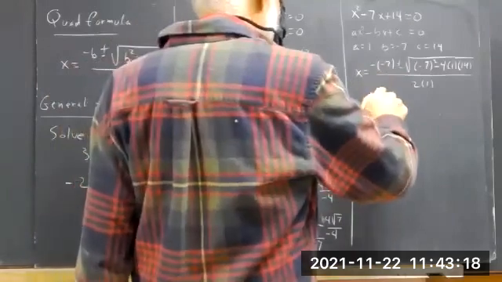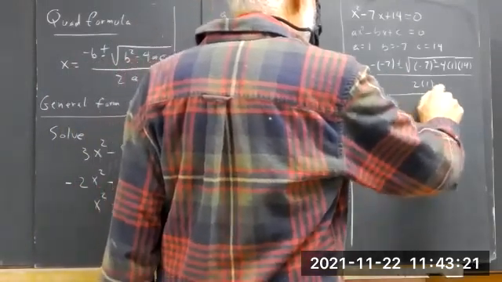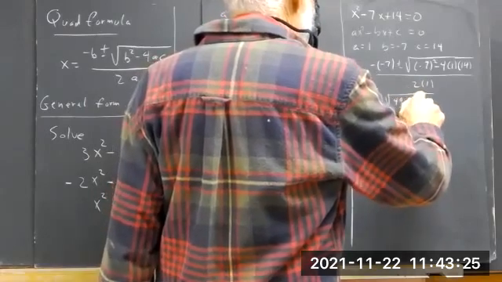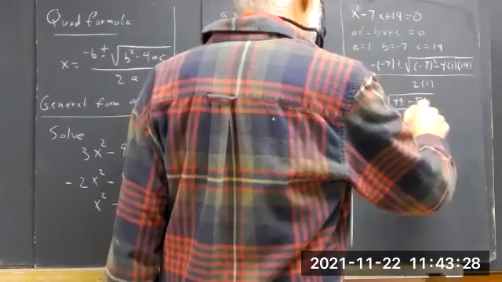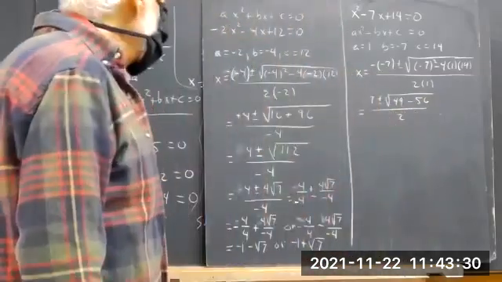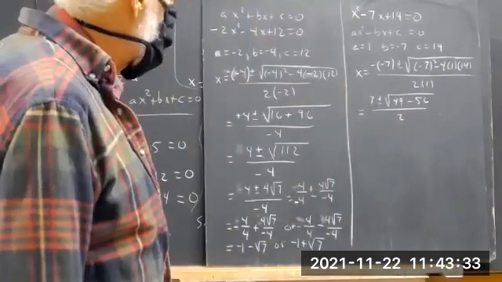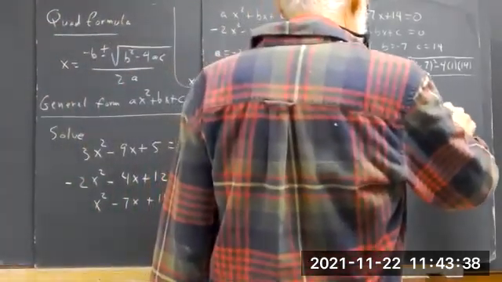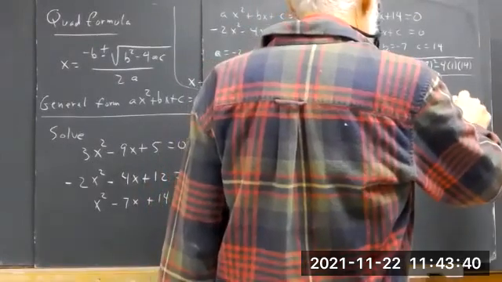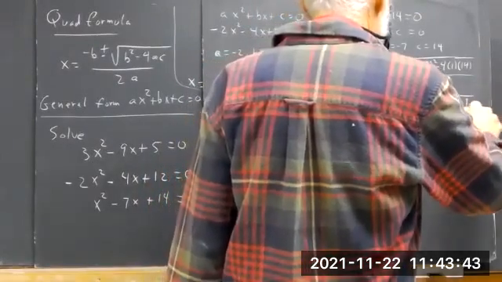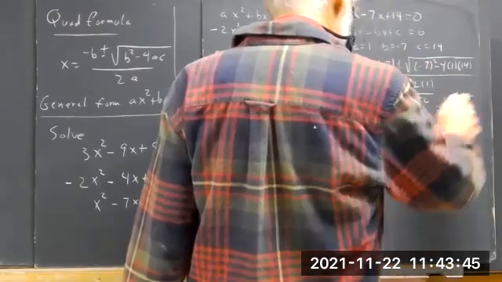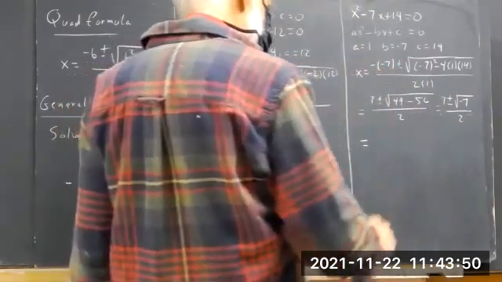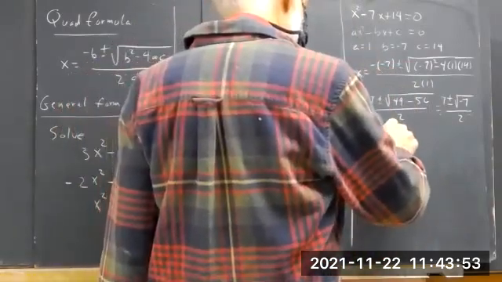Well, negative 7 is 7 plus or minus root of will be 49 minus 56. It appears that I like 7. A lot of 7s floating around. Anyhow, we're going to get a negative 7 here. So that's 7 plus or minus the square root of negative 7 over 2. I'll keep it in this form.